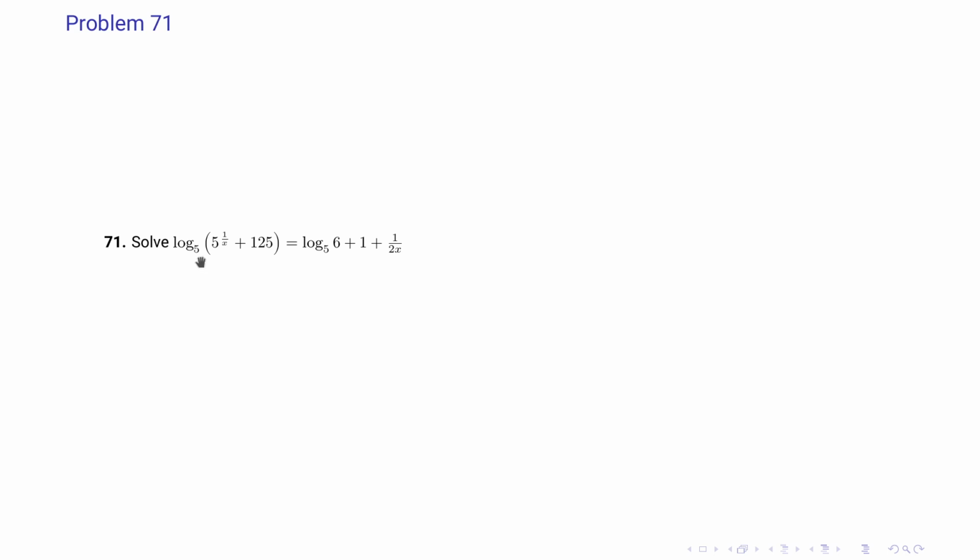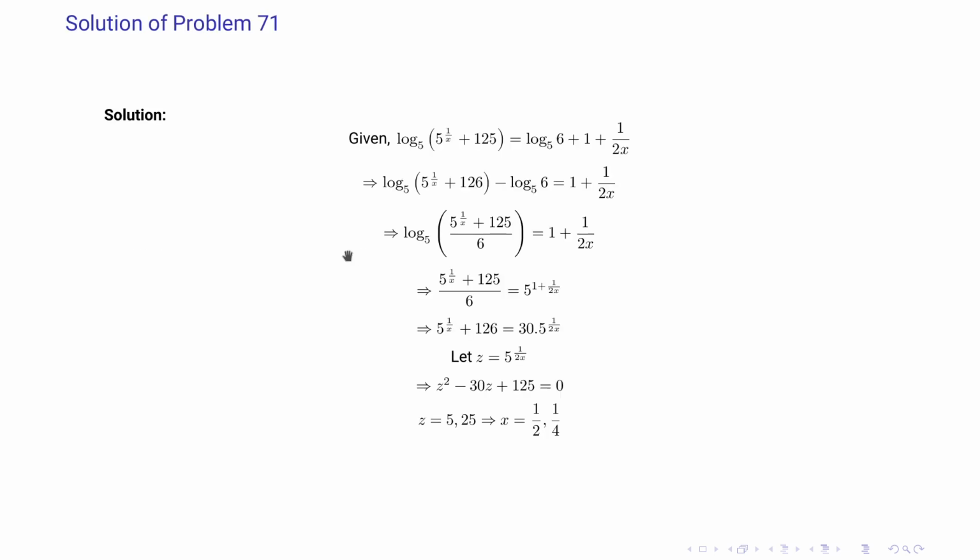Problem 71 says: solve log of 5 to the power 1 by x plus 125 with base 5 is equal to log of 6 with base 5 plus 1 by 2x. So we bring log of 6 with base 5 to the left hand side. So the left hand side will become log of 5 to the power 1 by x plus 125 with base 5 minus log of 6 with base 5 is equal to 1 plus 1 by 2x. So apply the formula of log x minus log y with the same base, which makes the left hand side log of 5 to the power 1 by x plus 125 by 6 whole with base 5 is equal to 1 plus 1 by 2x. So now we take anti-log.